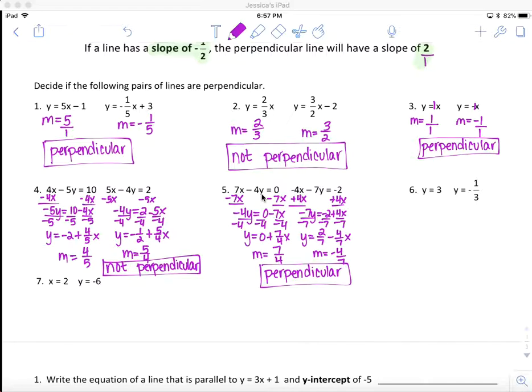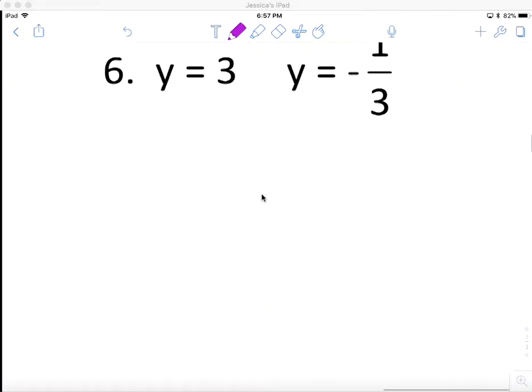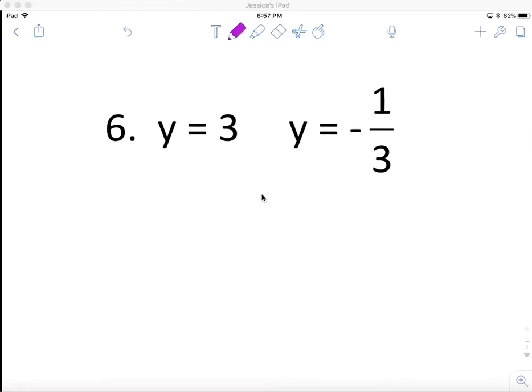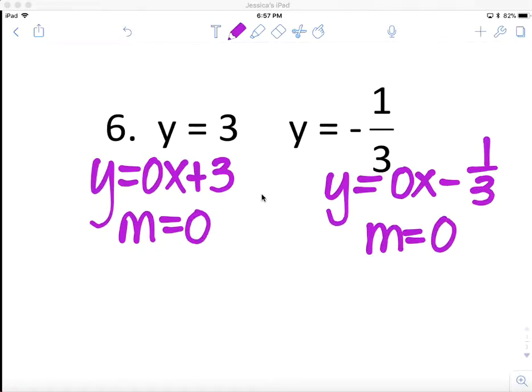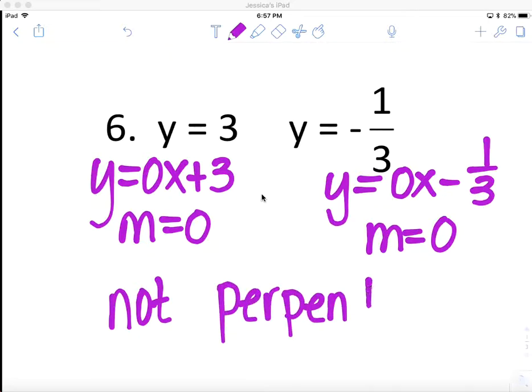All right, looking at number 6, I have y equals 3 and y equals negative 1/3. While 3 and negative 1/3 are opposite reciprocal, those are not our slopes. 3 and negative 1/3 here are our y-intercepts. I could rewrite this as 0x plus 3 and 0x minus 1/3, and it would mean the same thing. Our x has been canceled out by a 0 on both of these. So I have a slope of 0 and a slope of 0. These are not perpendicular because we talked about this in the first section. These have the same slope, which means they would actually be parallel.